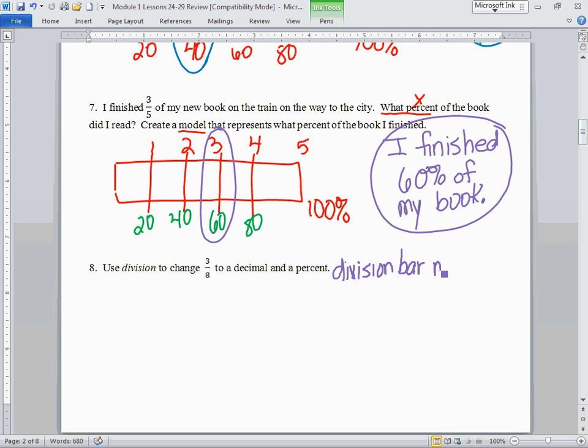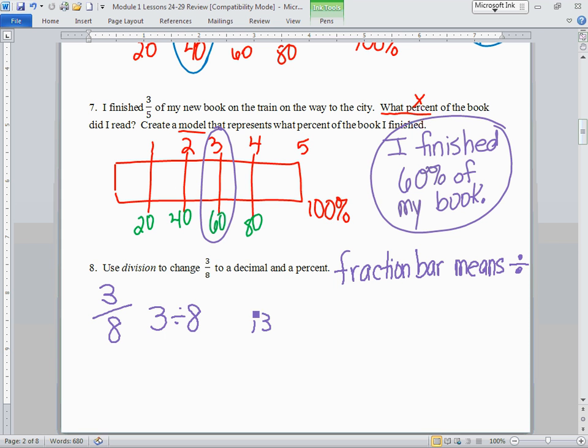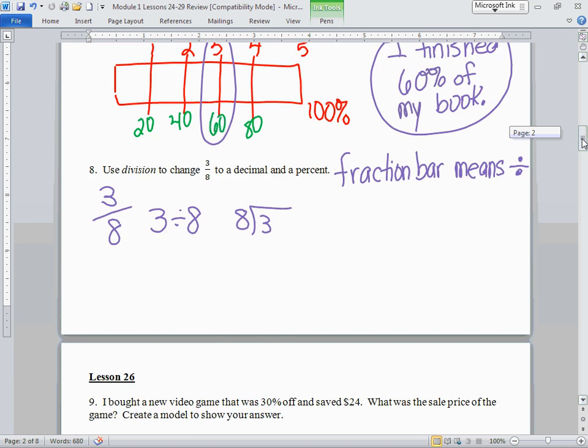Division bar, oops, now I know who was paying attention and who wasn't. Fraction bar means what operation? Division. The fraction bar means division. So I can read this fraction as 3 divided by 8. 3 divided by 8. Those all mean the same thing.